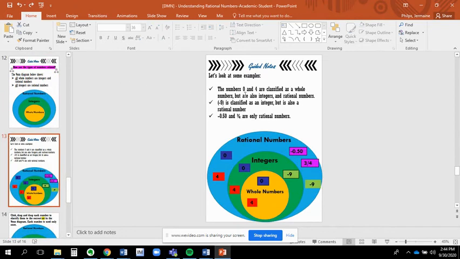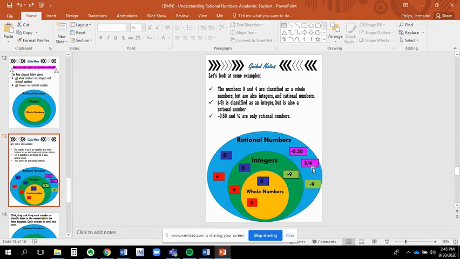So for example, numbers 0 and 4 are classified as whole numbers. So you see 4 in all 3 of them. While -9 is only classified as an integer and a rational number because it's negative, not positive. Negative 500ths is a rational number because it's a fraction or a decimal, so it cannot be whole, so it's not an integer or whole number.